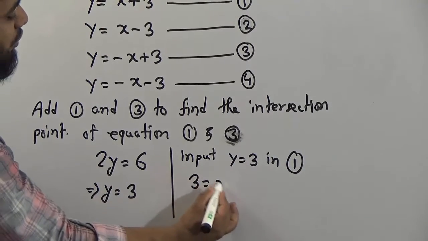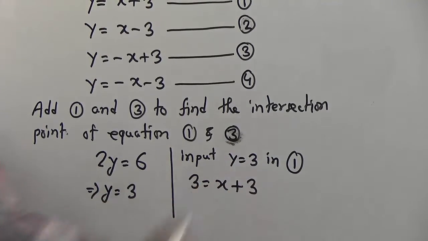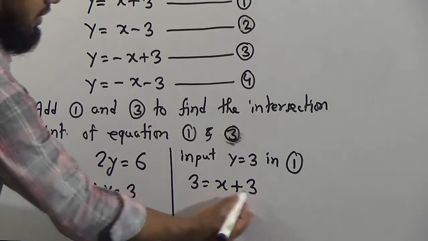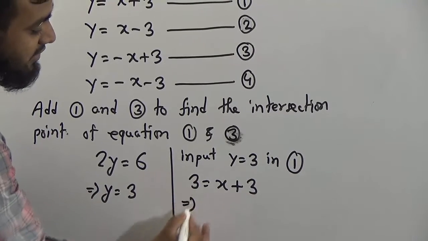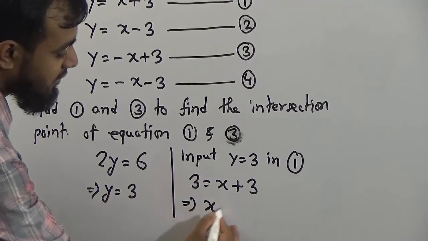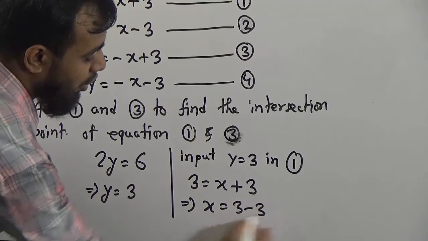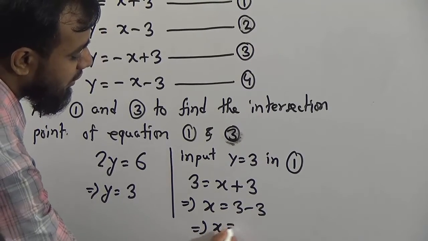So 3 equals x plus 3. If we transfer this 3 to the left side, we will have 3 minus 3, that means 0 equals x. So x equals 3 minus 3, and we have found x equals 0.